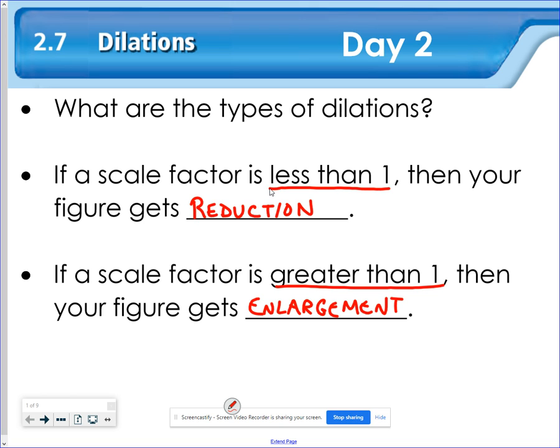Now, again, it might be a whole number or it might look like a fraction as long as it's more than 1. I want you to notice though, we don't have a scale factor that's exactly 1 because multiplying by 1 wouldn't change anything. So to get a dilation, that scale factor either has to be more than or less than 1. It can't be exactly equal to 1.